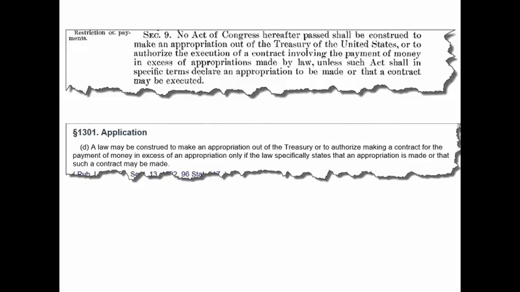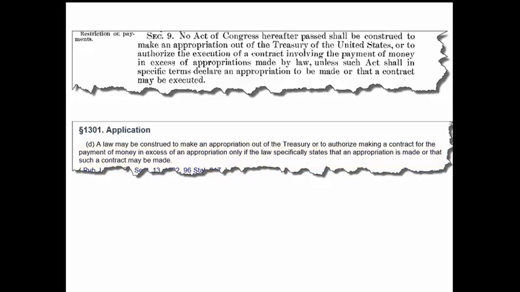Here we can see the original 1906 language, and here's the codified version at 31 U.S.C. 1301(d). A law may be construed to make an appropriation out of the Treasury or to authorize making a contract for the payment of money in excess of an appropriation only if the law specifically states that an appropriation is made or that such a contract may be made. So, we know that the language used to make an appropriation must be explicitly stated.